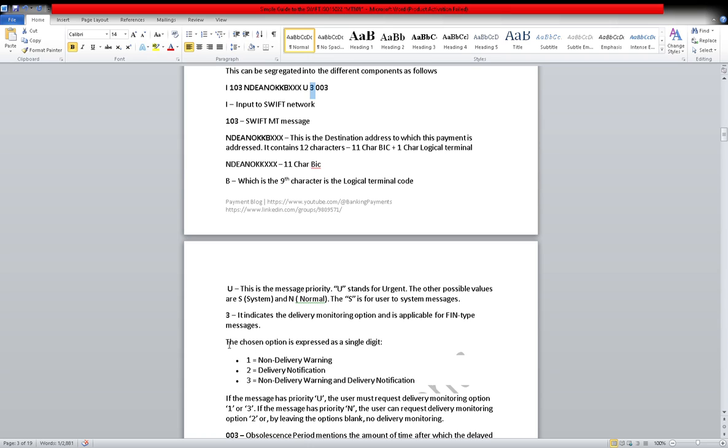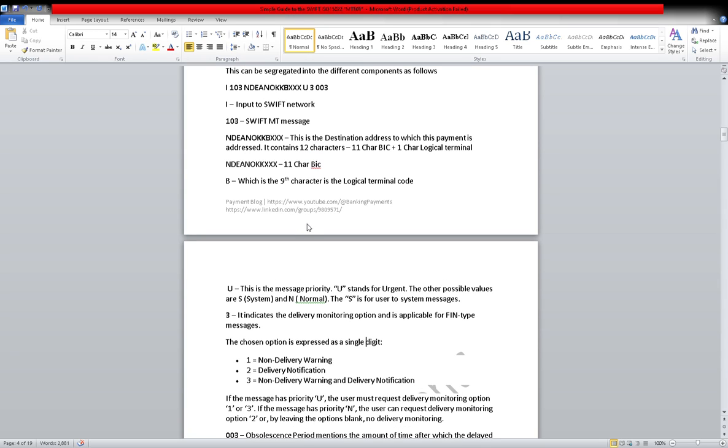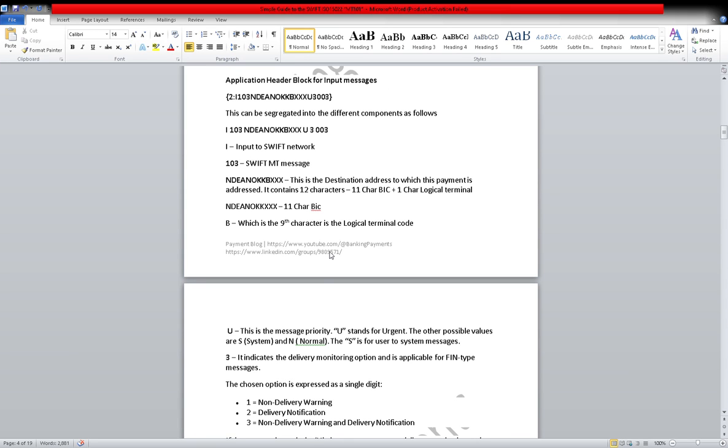The options are explained as a single digit. One is for non-delivery warning, second is for delivery notification, and third is for non-delivery warning and delivery notification. If you remember this, well and good, but if you're not able to understand exactly what this is, it is very less important from my experience. To explain block 2, normally you explain that it contains the sender BIC or receiver BIC depending on I and O, that only you have to explain.